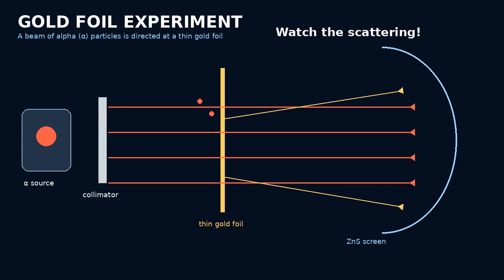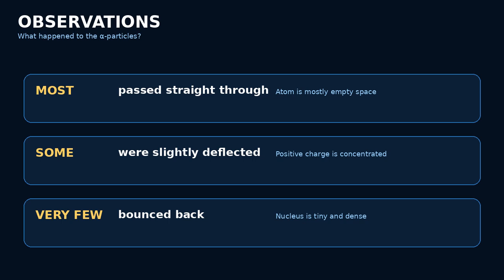Third observation, very few alpha particles were deflected through large angles, and an extremely small number even bounced back toward the source. This was a very surprising observation. It showed that almost the entire mass and positive charge of an atom are concentrated in a very small, dense central region called the nucleus.